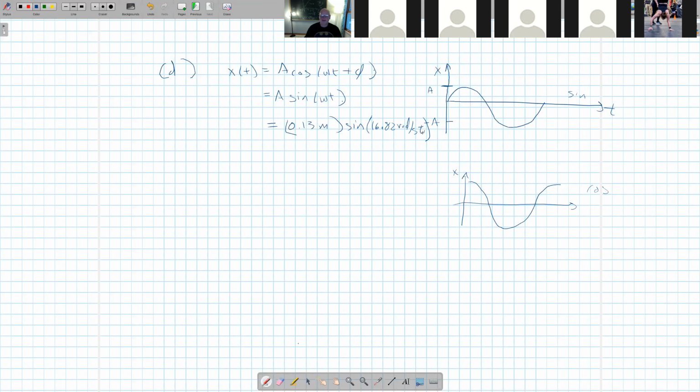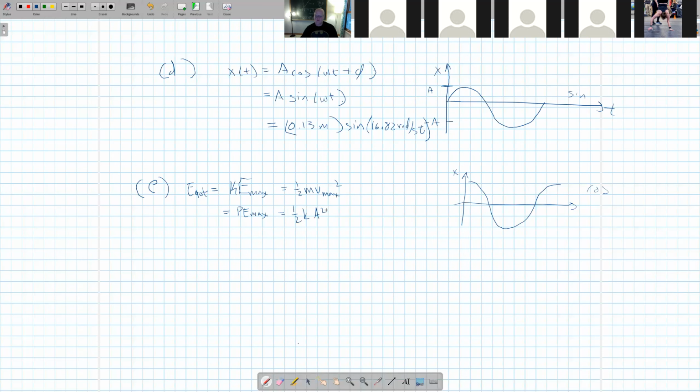Part E, we're now looking for the total energy. So the total energy is going to be equal to either, again, the maximum kinetic energy or equal to the maximum potential energy. So either one of these are appropriate. If I'm looking at the maximum kinetic energy, I can write it as 1/2 m times v max squared. Or I can write it as 1/2 k times the amplitude squared.